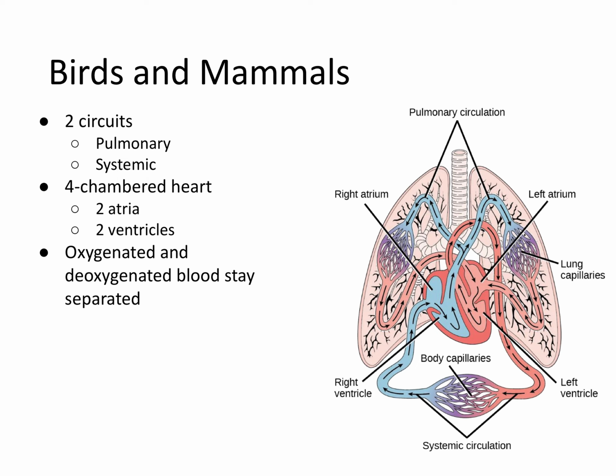In birds and mammals, they have two circuits. So they have a pulmonary circuit and a systemic circuit. And they have a true four-chambered heart. And so there is a right atrium, a left atrium, a right ventricle, and a left ventricle. And the blood in the two don't mix, so they are totally separated from each other, which makes it more efficient and essentially lets birds and mammals have a higher metabolic rate.